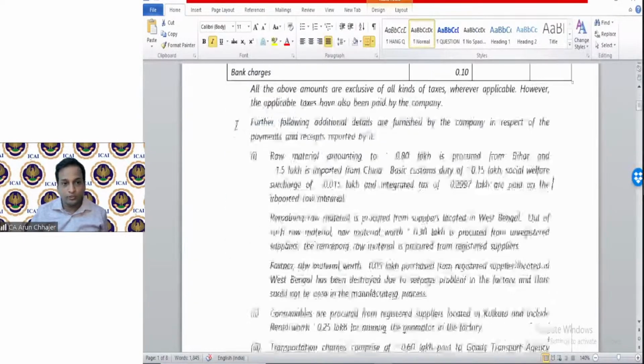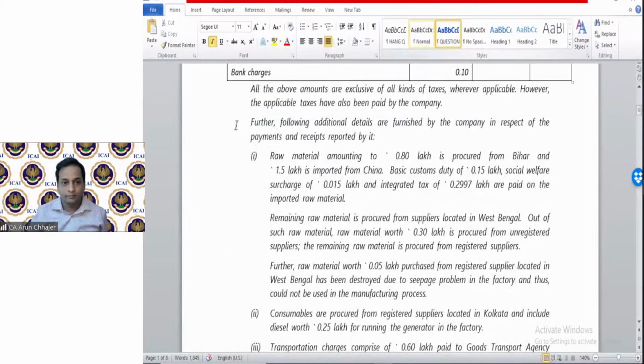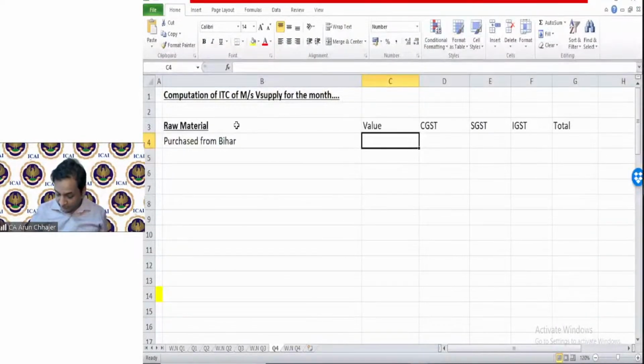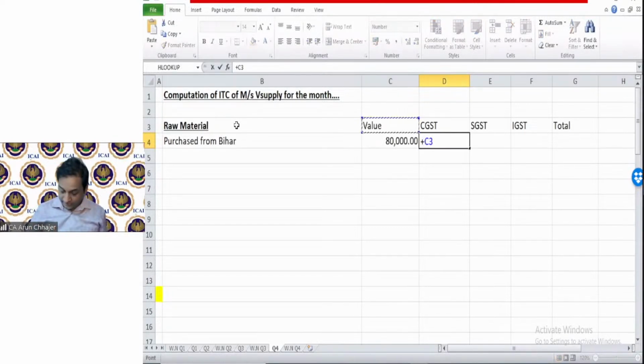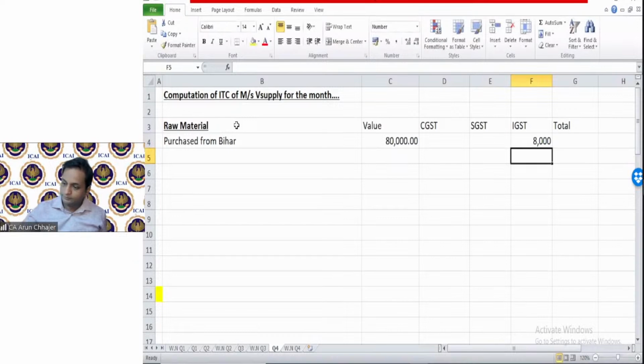The raw material total purchase from Bihar is 0.80 lakh. It means 80,000. Because the supplier is registered in Calcutta, so it will be CGST and SGST. No, sir, it will be IGST. Okay. So that is okay.